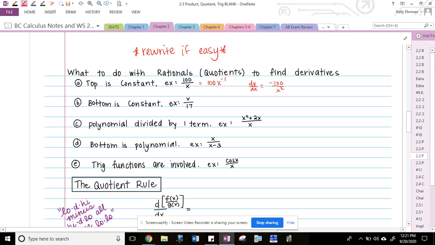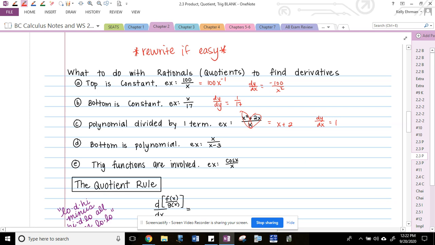And if the bottom is a constant, remember this is just a linear function. There's no need to rewrite anything, but the derivative of that linear function would be 1/17 in this case. And then we had this last week too. If you have a polynomial divided by a single term, a monomial, then you can divide that. If you think of it as dividing x squared over x and 2x over x, it kind of makes this little heart, giving you the go-ahead that you can do that. So if you divide this out first, you get x plus 2, and then the derivative of x plus 2 is just equal to 1.